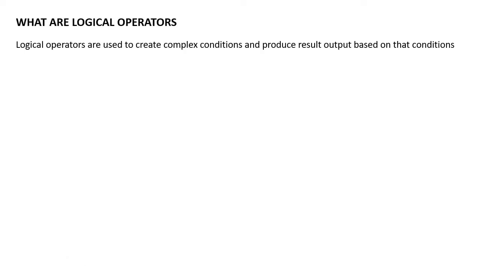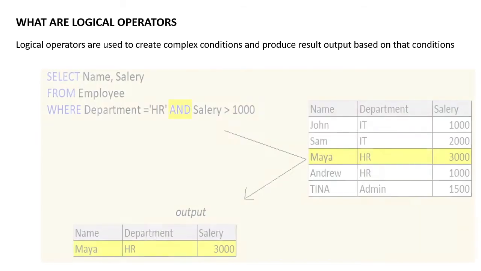Okay, so first of all, we will understand what logical operators are. Logical operators are used to create complex conditions and produce output based on those conditions. In other words, if we want to filter our query based on 2 or more conditions, then we use logical operators. Let me show you in an example here.